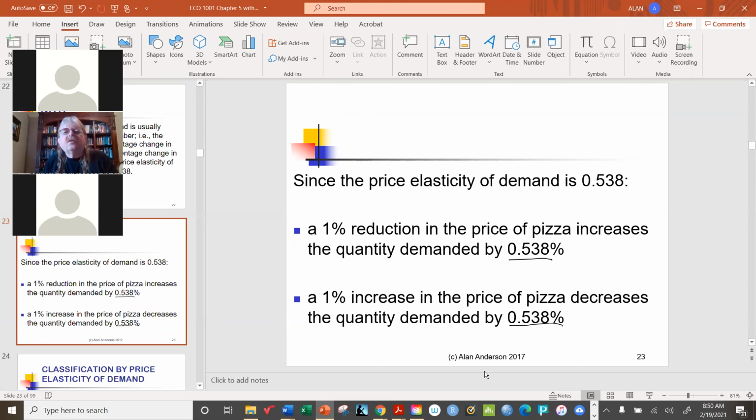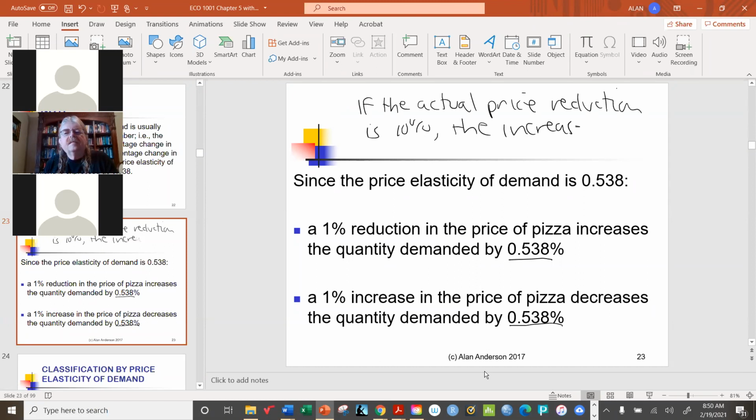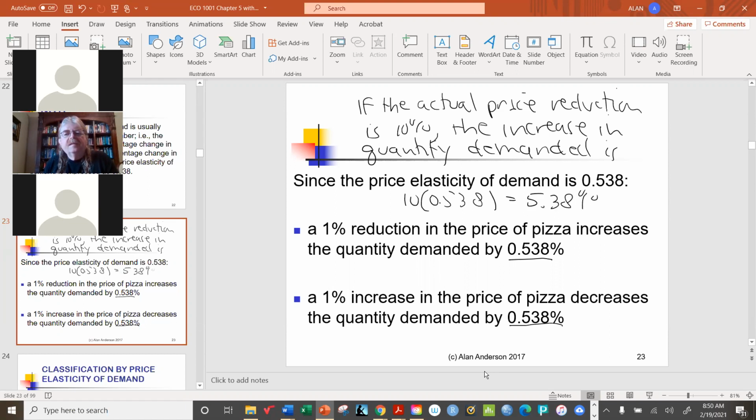So that means that, let's say we do put the pizza on sale. Let's say the actual price reduction is 10%. That means that the increase in the quantity demanded can be easily calculated. You just multiply it by 10. Okay. So it's a very helpful measure to have.